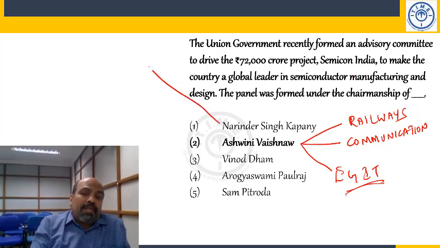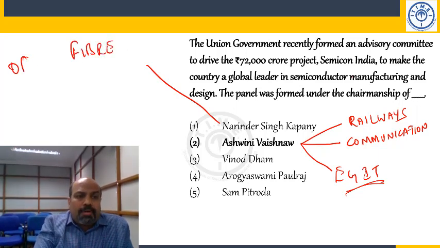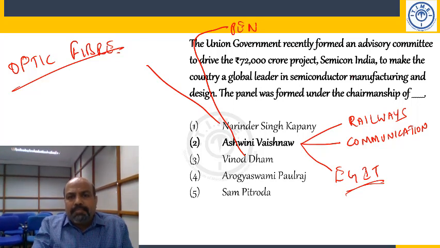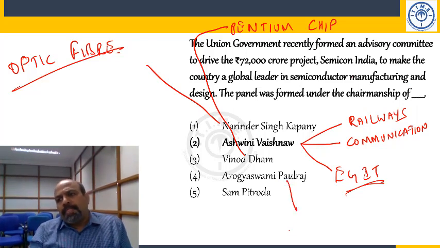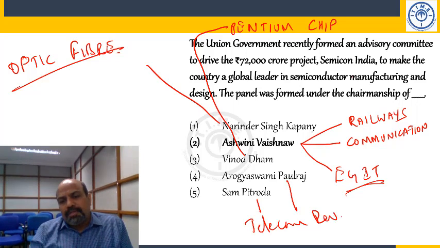Who is Narendra Singh Kapany? He is called the father of the optic fiber. He is the guy who invented optic fibers. He was given the Padma Vibhushan, of course, posthumously I think. Vinod Dham, the father of the Pentium chip. R.K. Swami Paulraj's work in electronics, especially wireless technologies, led to the birth of 4G and 5G. Sam Pitroda, many people call him the father of the telecom revolution in India.